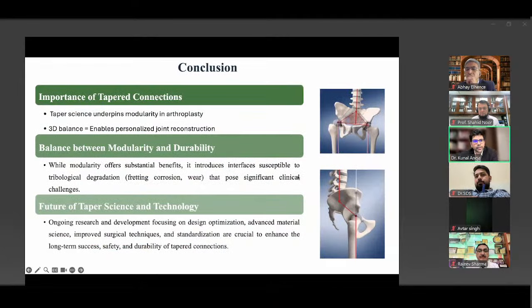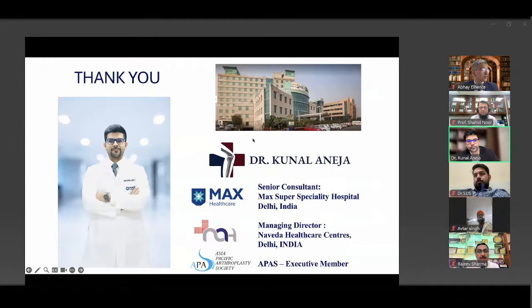So to conclude, 3D balancing of a hip enables us to achieve a personalized joint reconstruction. There has to be a balance between modularity and durability to reduce the complications of fretting, corrosion, and wear. The surgeon has a big role through the surgical technique, and the future is focusing on design optimization, material science, and improving surgical techniques. Thank you.